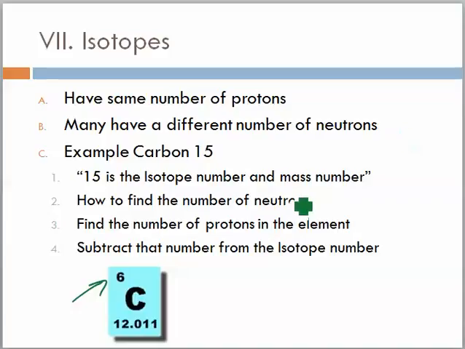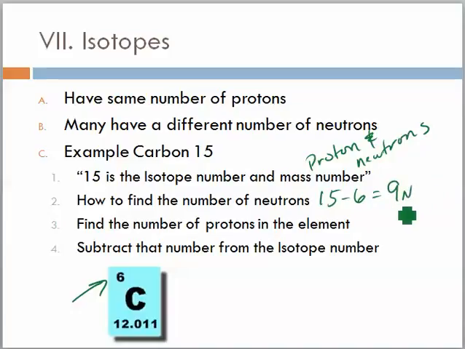Well, how do we find the number of neutrons? It would be 15 minus 6. The mass number is the protons and neutrons. So if we take 15 and subtract from it the number of protons, that's going to tell us that we have 9 neutrons left. Not 9 newtons, 9 neutrons, I'll get it right.